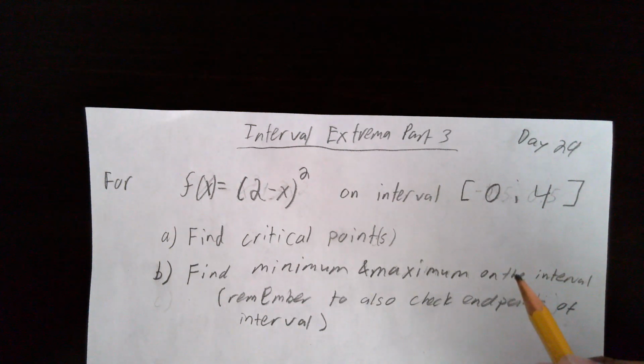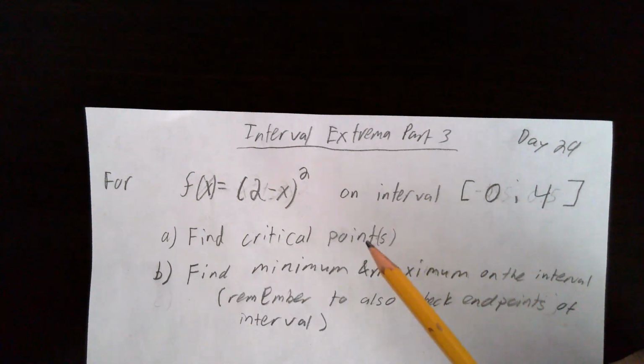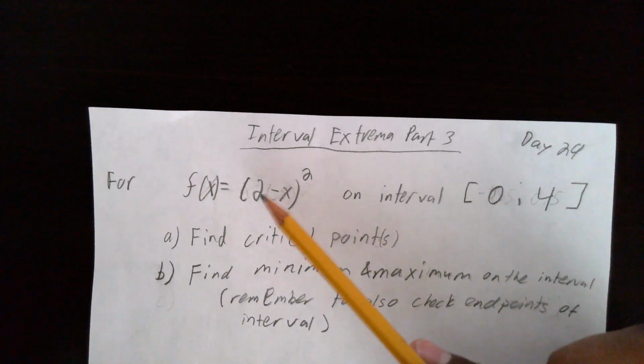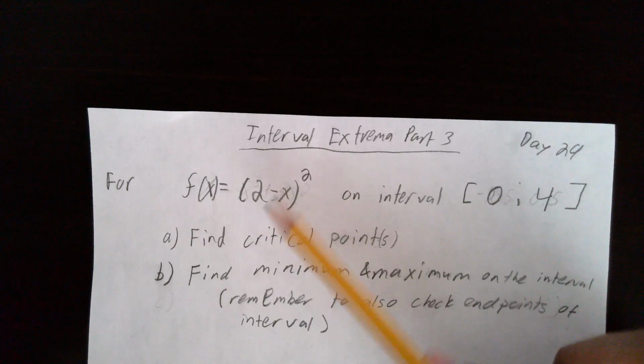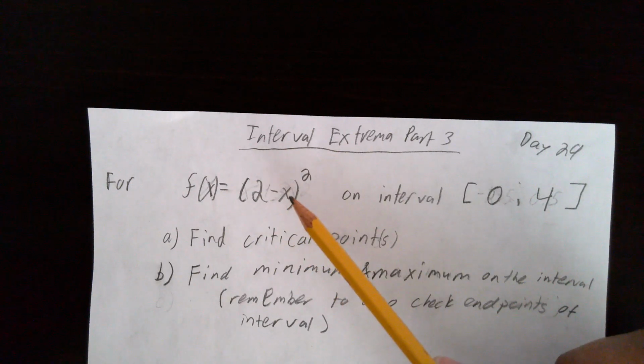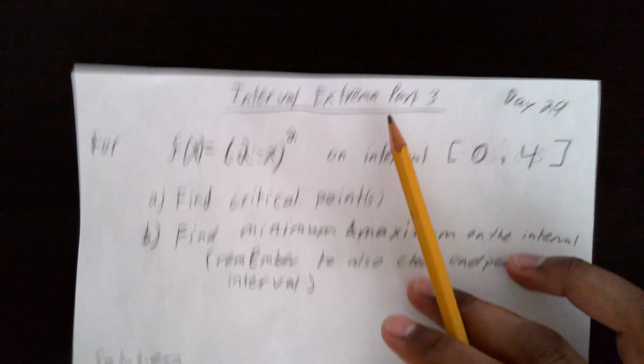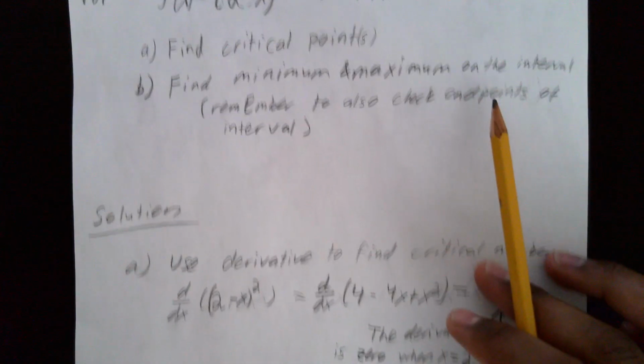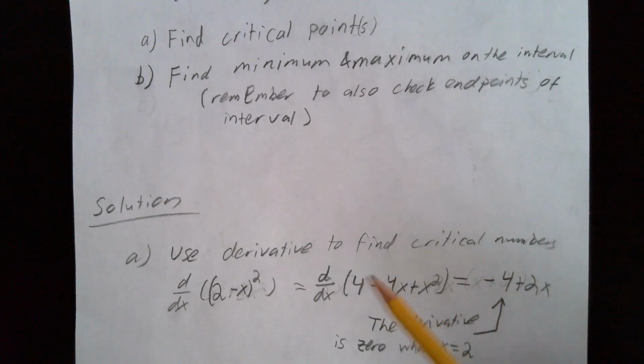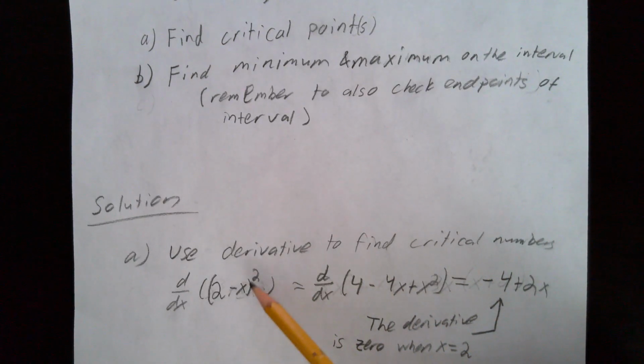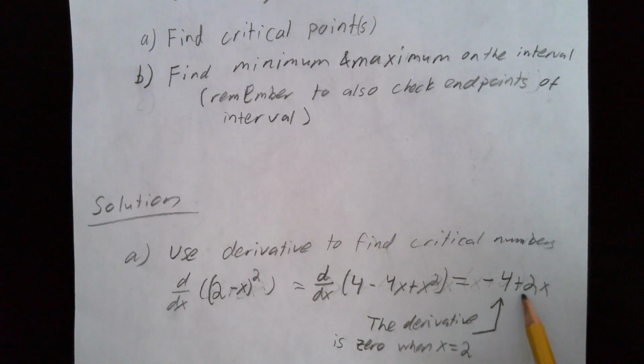All right, so what's the first thing that you do? You're going to find your critical points, and how do you do that? You take the derivative of the function and see where it is equal to 0. So we do that, and we'll expand this expression here. Then we take the derivative, and find out where the derivative is equal to 0.